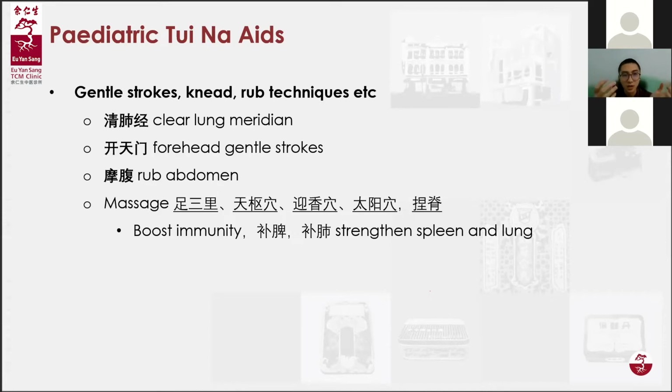And another one is to 开天门, a gentle forehead stroke. Let's see, do I have a model? Don't have. But basically, if I'm a kid, then the position is like that. Then it goes out like that. I hope you guys can see it. So 开天门 is gentle forehead strokes upwards. It's actually to help tone the nasal cavities behind as well.